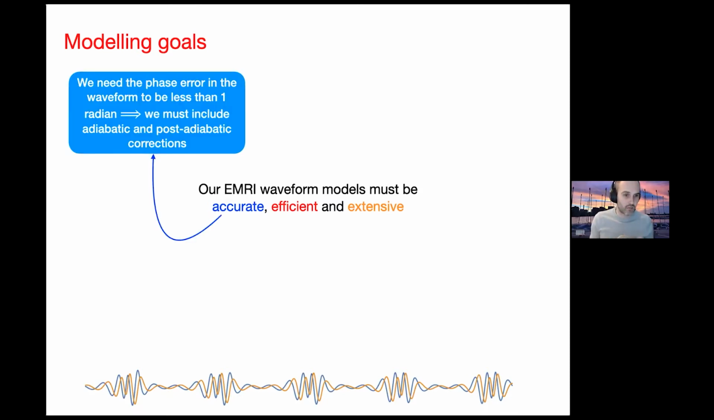So for accuracy, we want the phase error to be very low, much less than 1 radian over the duration of the inspiral. And it's a very long inspiral, lasting years and many hundreds of thousands of cycles. And we need to do a coherent match filter across that. So we need an error less than 1 radian, so the template and the true signal do not get out of phase. And from what I mentioned previously, that means you need both these adiabatic and post-adiabatic corrections in the modeling.